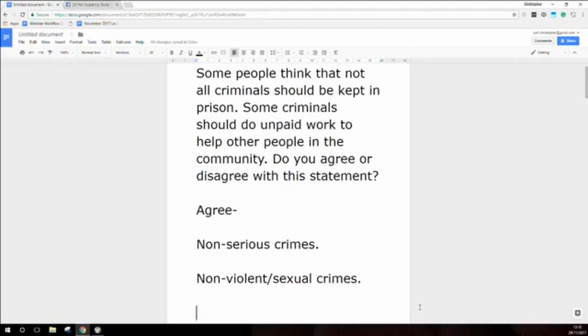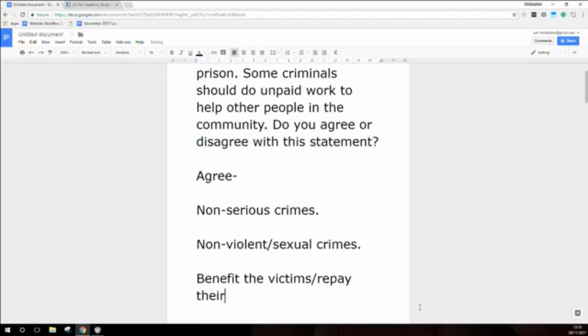Other reasons why people would agree is to benefit the victims. Pretty standard. Instead of locking someone up, you may as well get them to benefit society in some way and repay their debt to society.